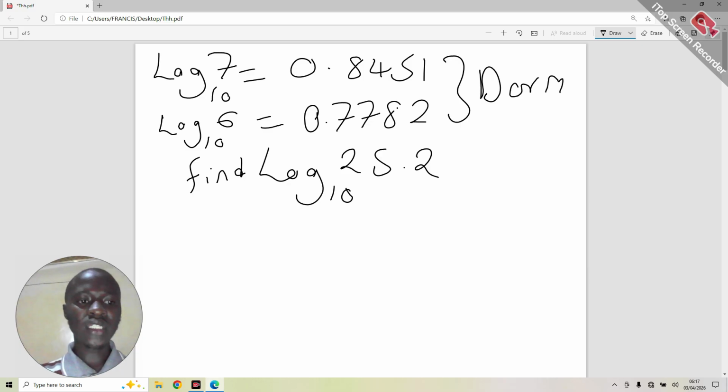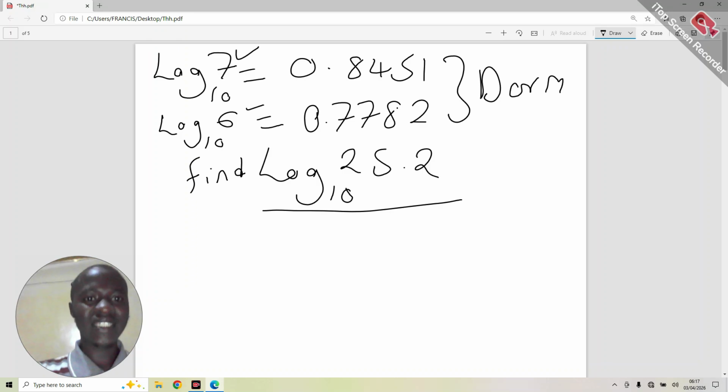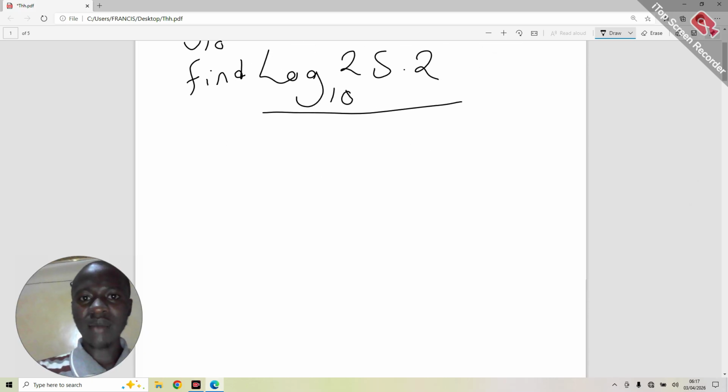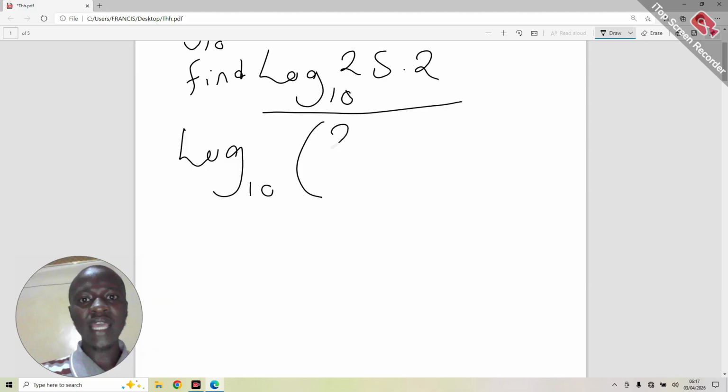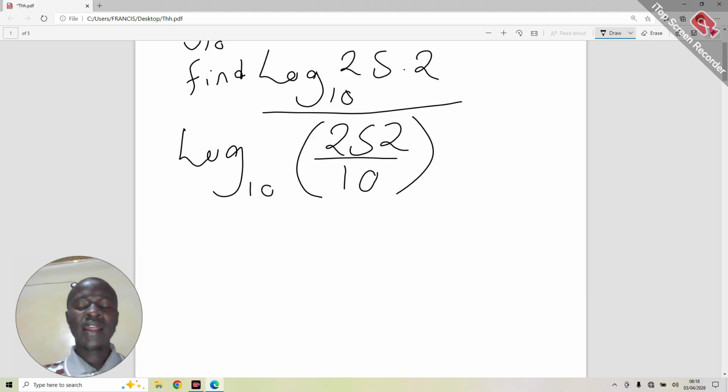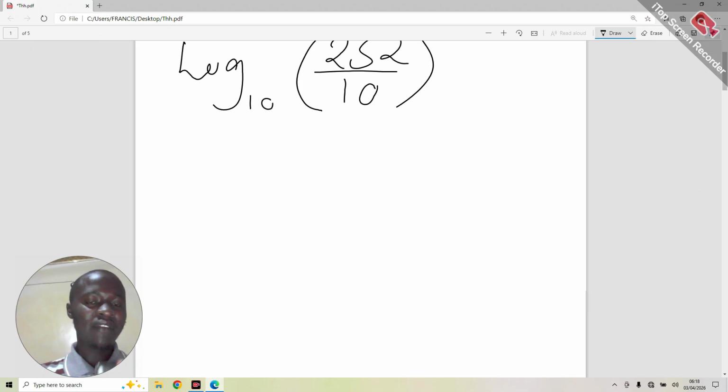Now remember, in the previous lesson I told you these are the domain, and you don't interfere with the domain. The domain is just directing you that in this log 10 of 25.2 there must be 7 and 6 when you will be breaking it down. So let's come. Log 10 of 25.2 can also be written as 252 all over 10. Then you come and factorize 252.